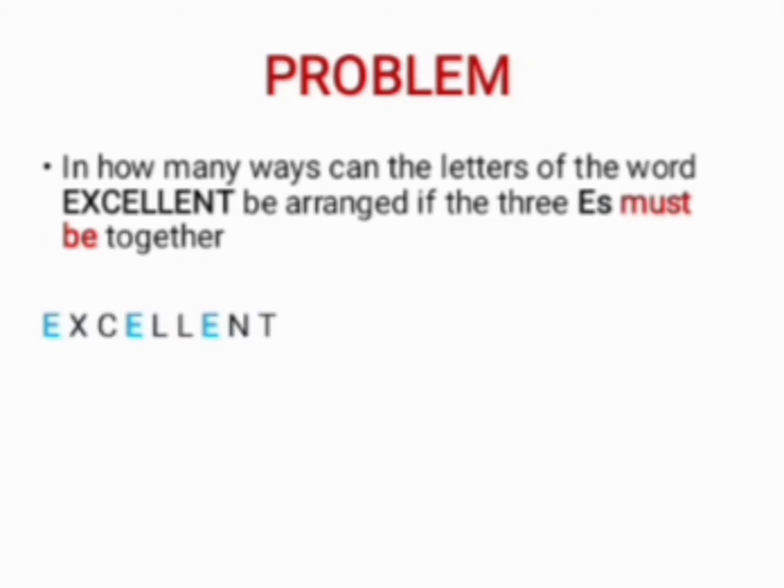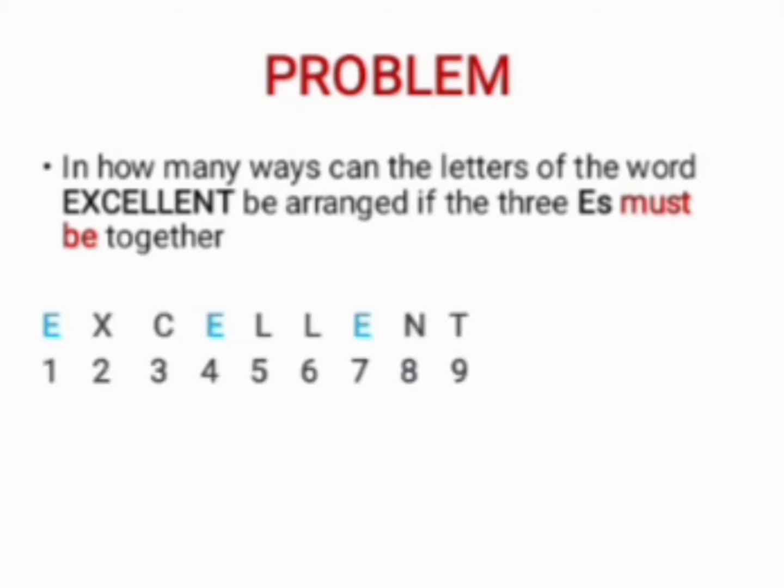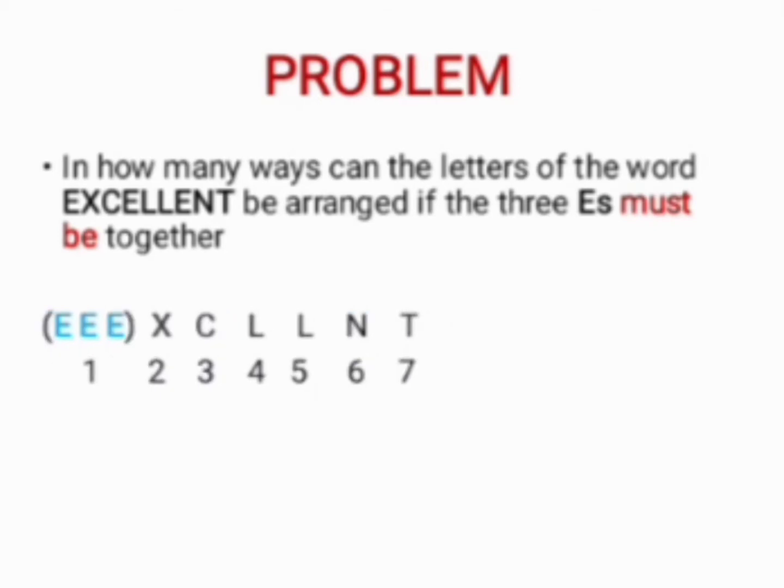Now that we know how many ways the E's can be arranged, let us consider the arrangement of the letters in the word excellent. Generally, there are 9 letters without any restriction, but since the 3 E's must be together, consider them as a single letter. So the total letters will become 7, with the letter L being repeated. The number of ways to arrange these letters is 7 factorial divided by 2 factorial. 7 factorial because there are 7 letters considering the 3 E's as a single letter. 2 factorial because the letter L appears 2 times.